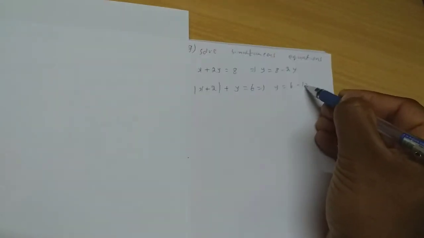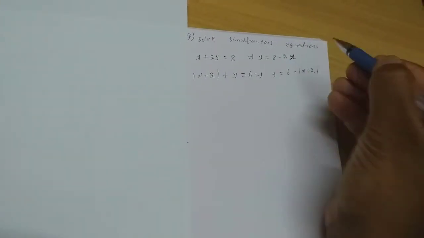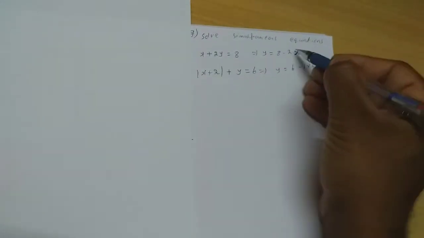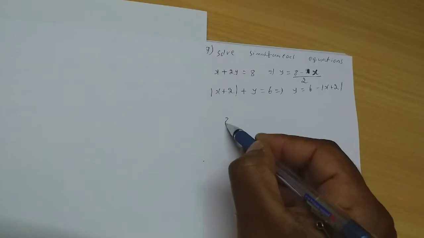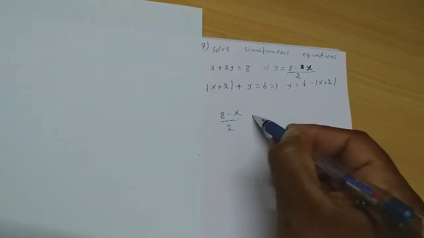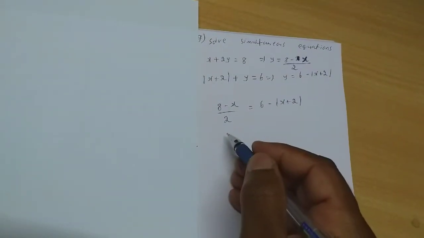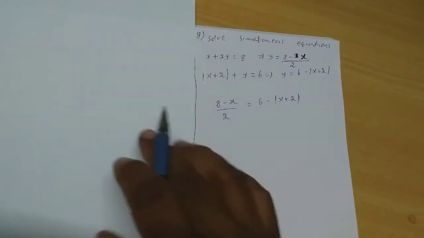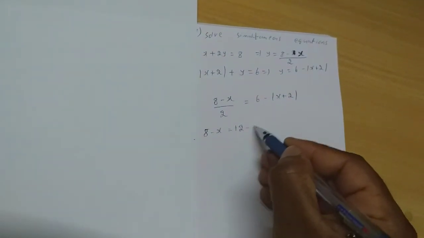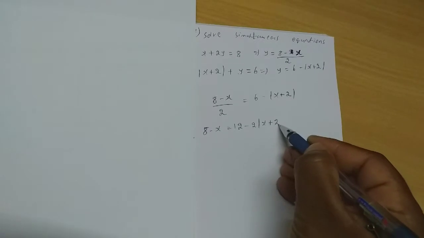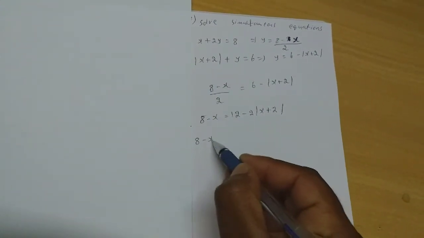Y will become 6 minus mod x plus 2. Now equate them both. It is 8 minus x over 2 I get in this case. So it is 8 minus x by 2 equal to 6 minus mod x plus 2. So now 8 minus x equal to 12 minus 2 times of mod x plus 2. Now this mod can become positive or negative. Let us do for both.